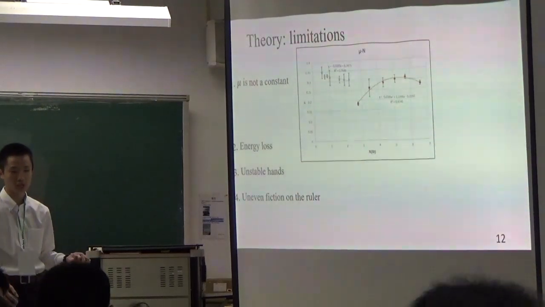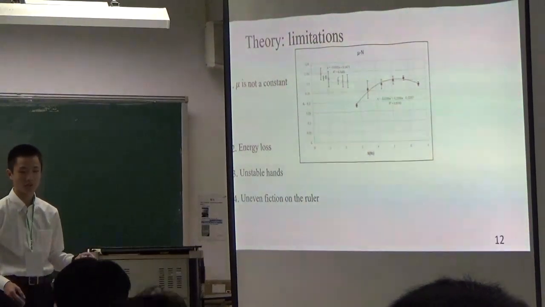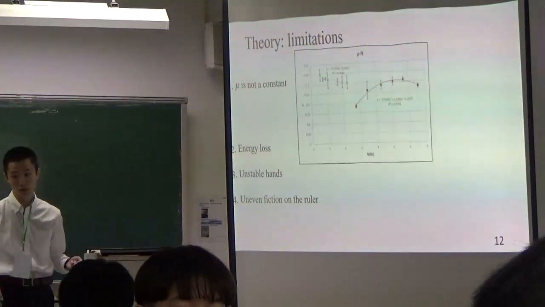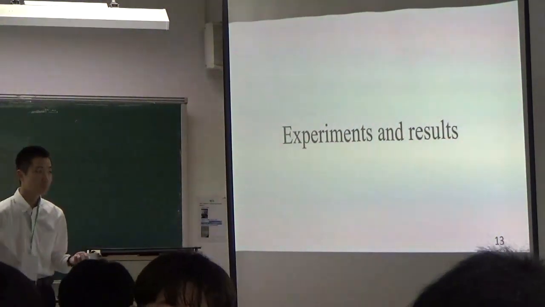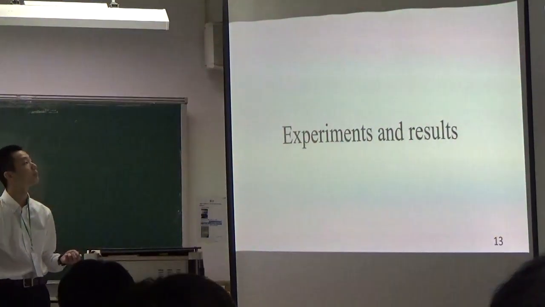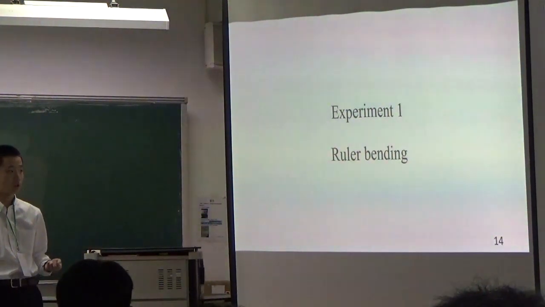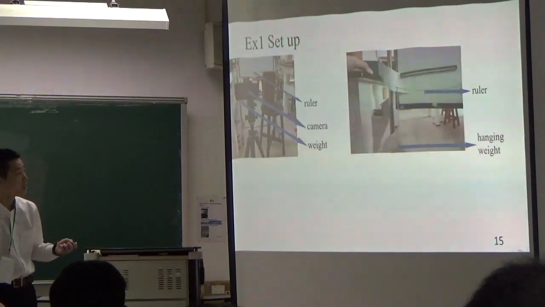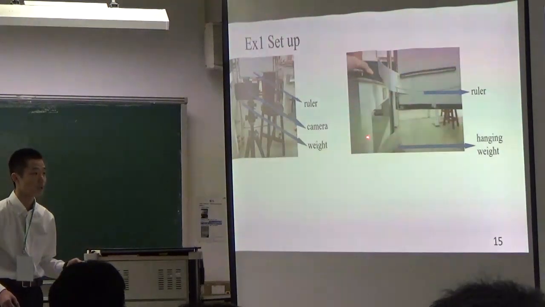Because there are scales on the ruler, the scales may cause a bigger coefficient of friction, so that may also cause error. Next part is experiment and results. The first experiment is about the bending ruler. This is the setup for experiment 1.